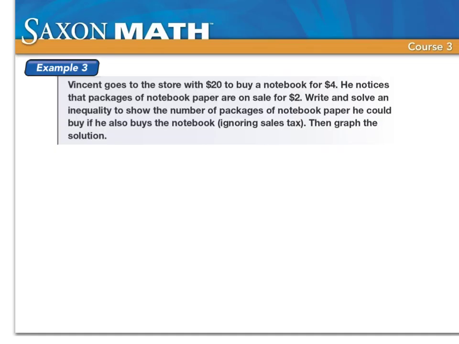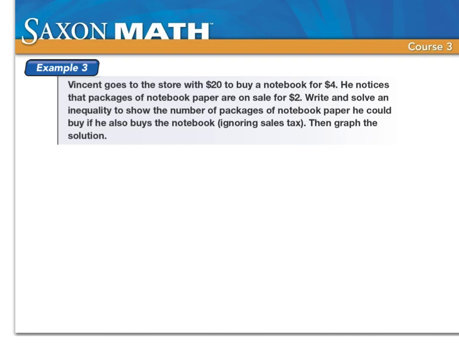Okay, example 3 says Vincent goes to the store with $20 to buy a notebook for $4. Okay, so he's going to the store just to get this notebook. He notices that packages of notebook paper are on sale for $2 a piece. We want to write and solve an inequality to show the number of packages of notebook paper he could buy if he also buys the notebook. And we're not including sales tax.